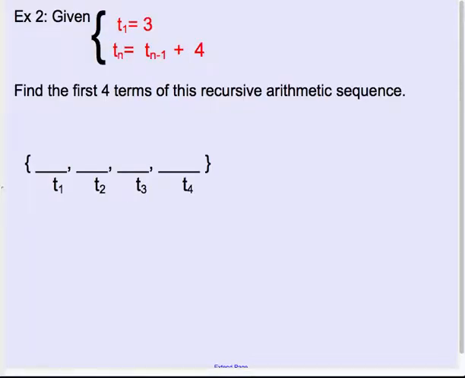So first we're going to take a look at the recursive formula. We're given the first term is 3, and the recursive formula is that we are adding 4 to each previous term. So my first term is 3. If I add 4, I get 7. Add 4, I get 11. Add 4 more, I get 15. So those are my first 4 terms in the arithmetic sequence.